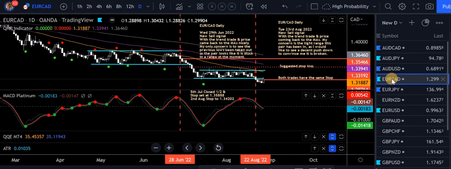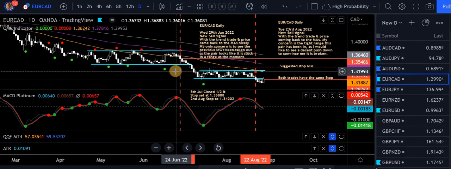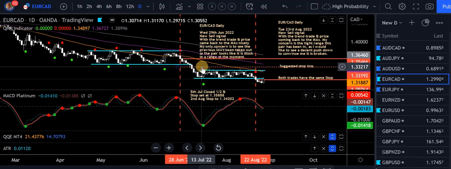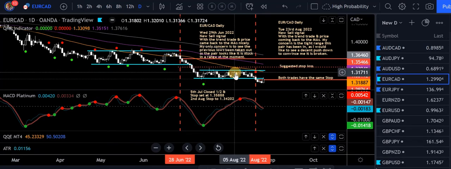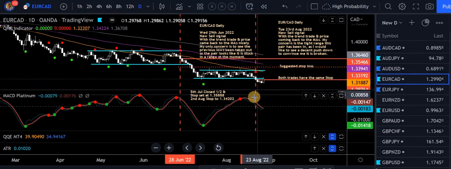EuroCAD in a trade, taking some action on it, in two trades actually. So we've got two trades. We've got a sell from the 29th of June back here. And we break this low here, which is still in. There's a stop for that trade there, so we can't lose on that. It's good. And I took another sell here on the 23rd of August.